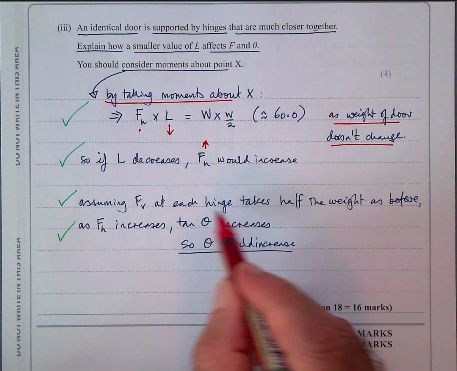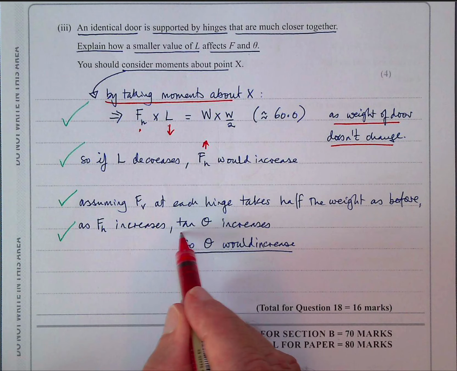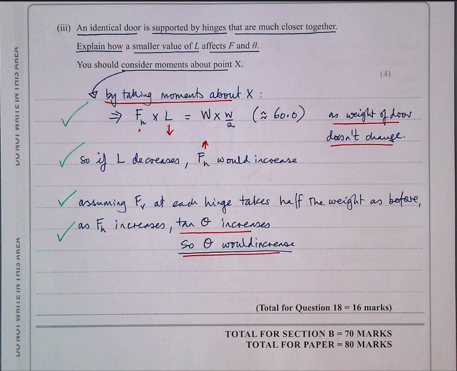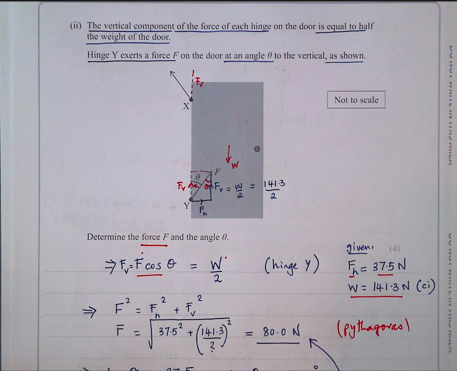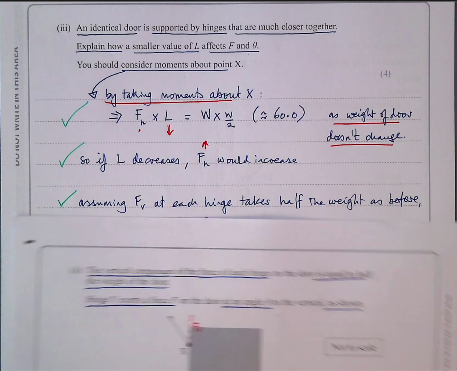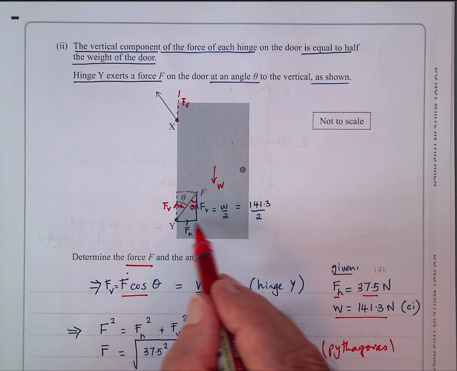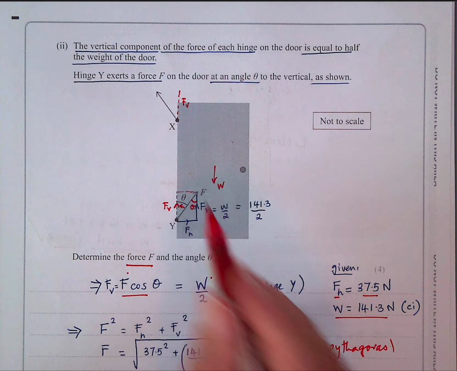Assuming FV at each hinge still takes half the weight as before, FV doesn't change. If FH increases and FV doesn't, then tan theta will increase. So theta will increase. So that's basically how you prove the point. I hope that makes sense to you. You need to look at it in combination with the diagram on this page. So if FH increases, that obviously means the angle would be bigger, so the angle would therefore also get bigger, because FV, we're assuming, doesn't change. So that makes the angle of the triangle bigger.